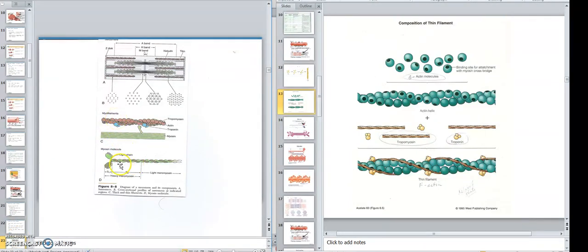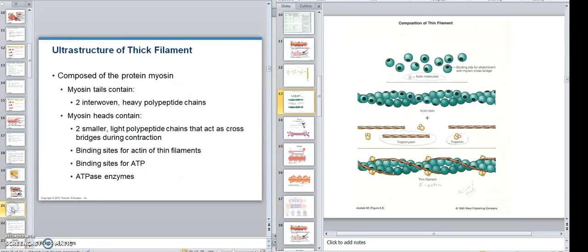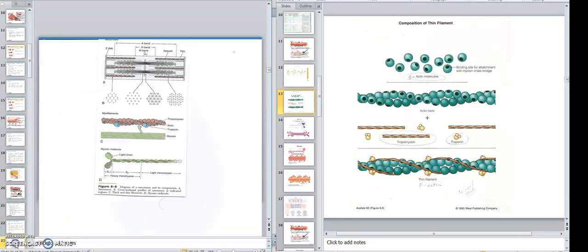Now you see right here on this head, you have a couple of other polypeptides. On the head, not only do you have the long one, the heavy chain, you also have two light chains, and that's what's being discussed here: two smaller light polypeptide chains. And you interdigitate that, and now we have this right here. So that's what you're looking at.